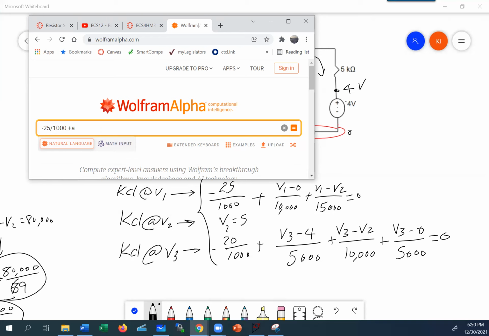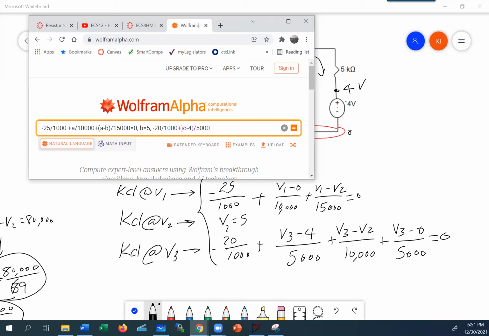V1, remember, we called it A, over 10,000 plus A minus B over 15,000 equal to 0. And all I do is put a comma in there and do the second equation. The second equation is pretty simple. B is equal to 5. And that's it. And then the third equation I have is minus 20 over 1,000 plus V3. Remember what we called V3? V3 was C. So it's going to be C minus 4 divided by 5,000.